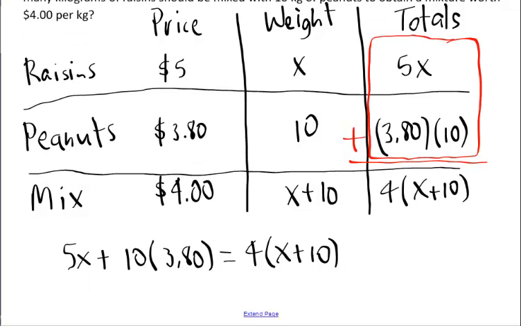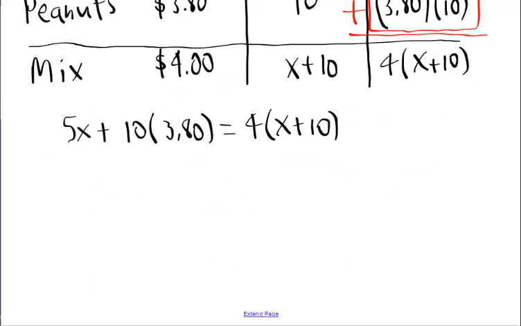And this allows us to solve for x in kilograms. They might not necessarily make sense when you read that story problem, but this gives us an opportunity to compare things in a way that will work. So I've got 5x plus 38 equals 4x plus 40.